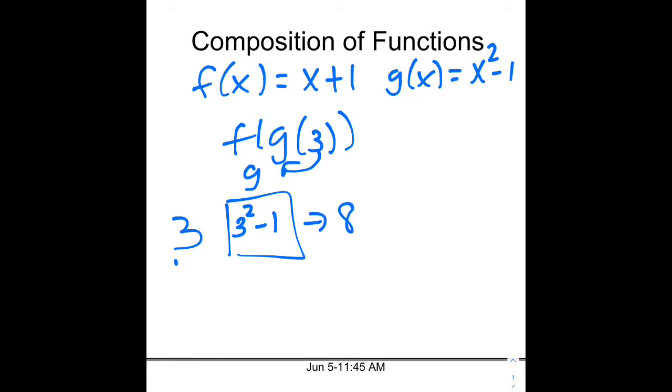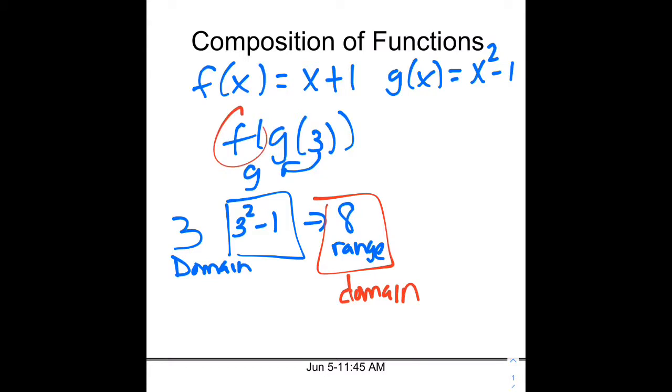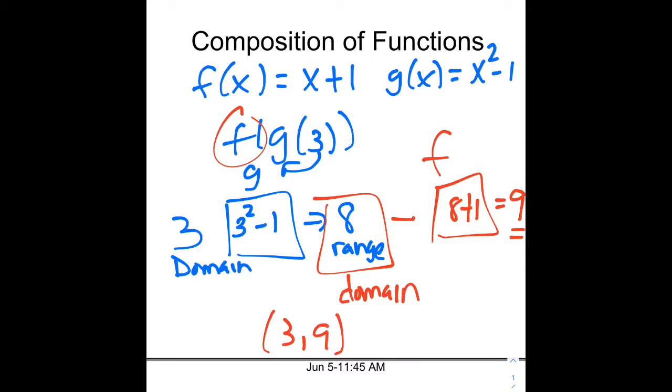So this was my original domain value. Then this was my range value. And what happens is this guy, he does double duty. The range now becomes the new domain, and now I'm going to put that into the f function. And so when I take 8 plus 1, I get a final range value of 9. So that means the point (3, 9) would be on the graph of the composition f of g of x. In other words, it's basically a substitution machine.